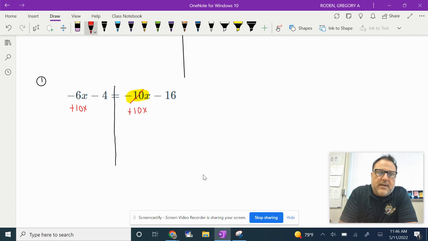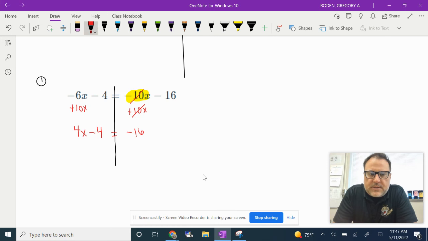If you have negative 10x and you add 10x, those cancel out to 0. Now, negative 6x plus 10x, negative 6 plus positive 10, is positive 4x. So we have 4x minus 4 equals negative 16. Now we're going to solve this just like a two-step equation, so we're going to add 4 to both sides.